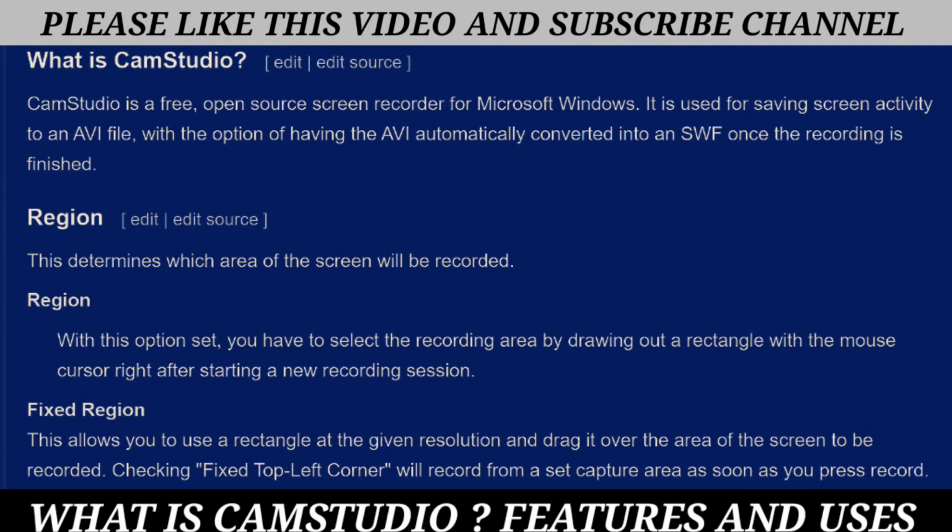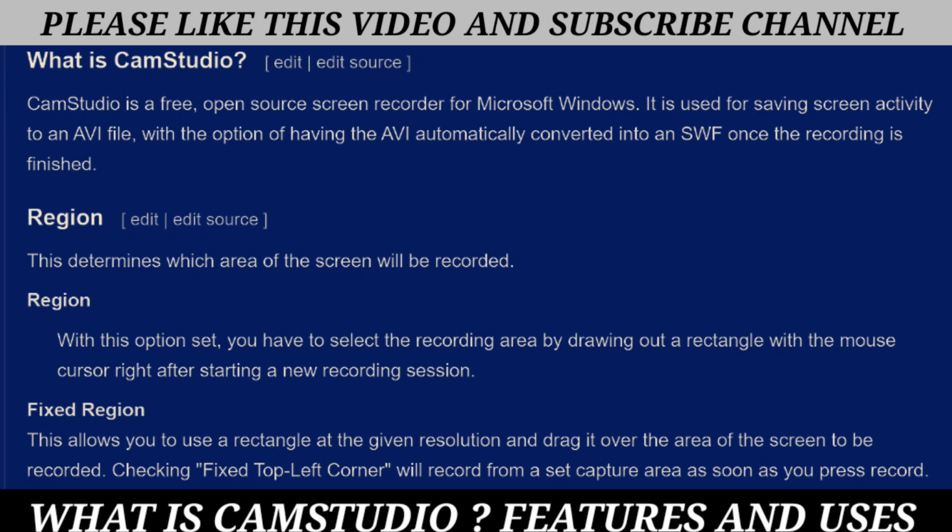In this video, I am going to share some information about CamStudio. So what is CamStudio? CamStudio is a free, open source screen recorder for Microsoft Windows. It is used for saving screen activity to an AVI file, with the option of having the AVI automatically converted into an SWF once the recording is finished.